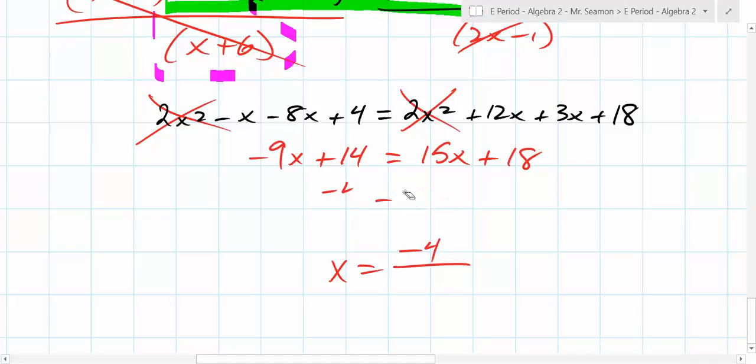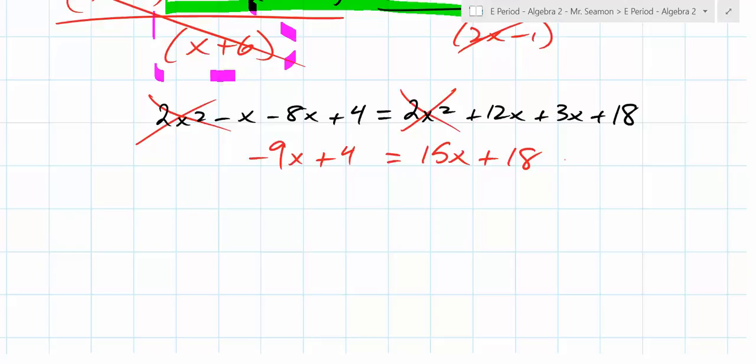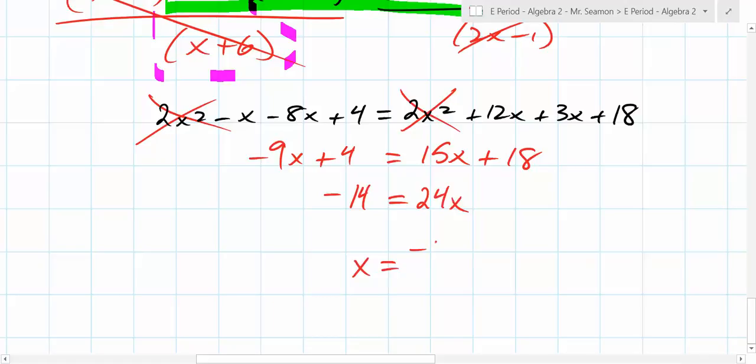Wait, how did you get 14? How did I get 14? I don't know. I turned a 4 into a 14. That was my mistake. Sorry. Okay. Is that better? Thank you for that catch there. That's helpful. So what do I subtract here? I subtract 18. I get negative what? Negative 14. And what's it going to equal on the other side? Ah, that's better, isn't it? So what is x going to be? Negative 14 over what? And that equals negative 7 over 12.